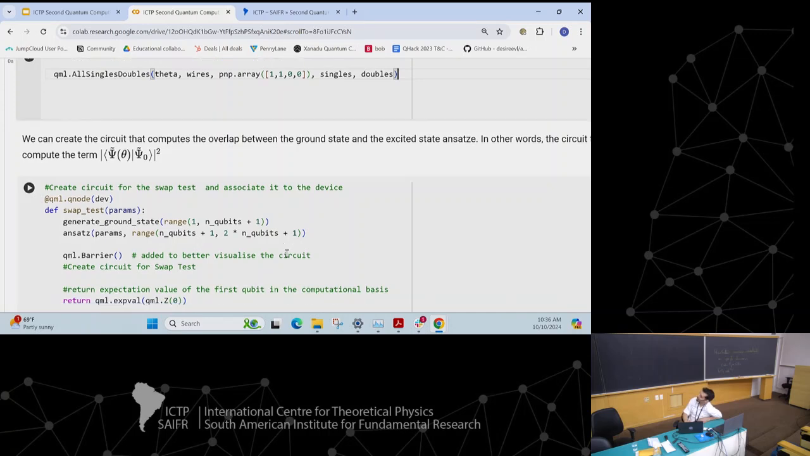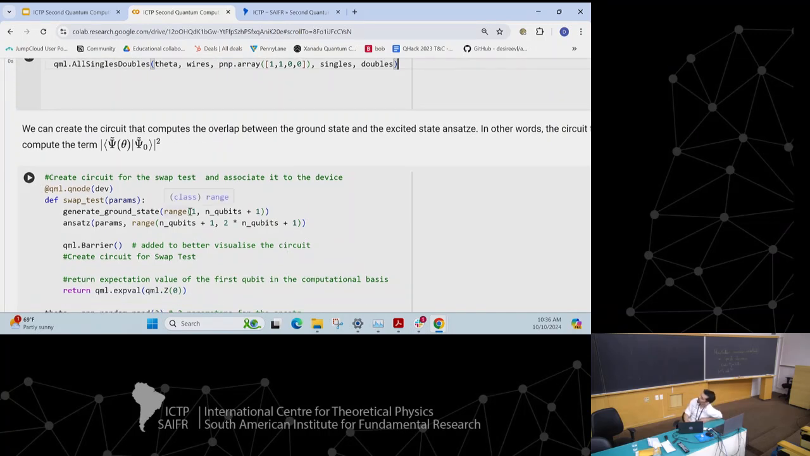The last part we're going to do is build up the swap test circuit. I've already laid some of the groundwork here for you. Remember, we want the inner product of our ground state, our optimized ground state, and our excited state ansatz. So we load those two states. We've already defined functions to compute those. So all we have to do then is build up the circuit for the swap test.